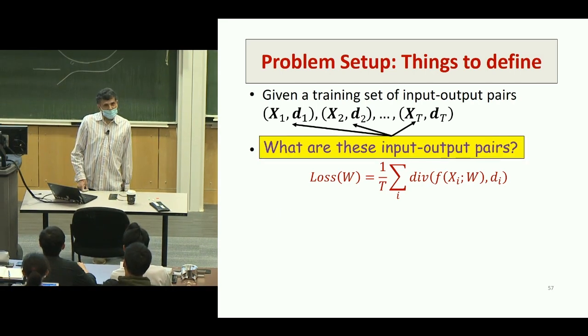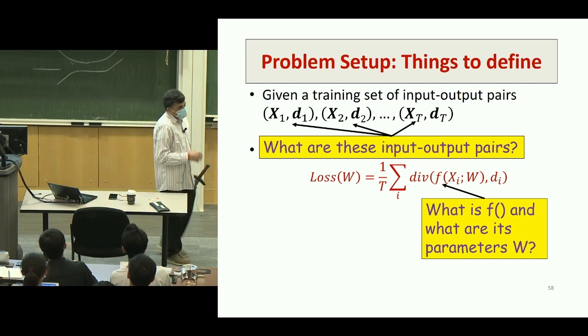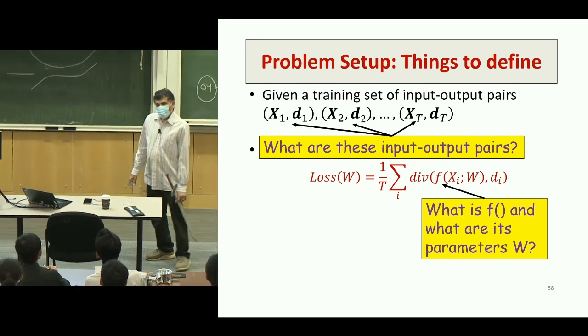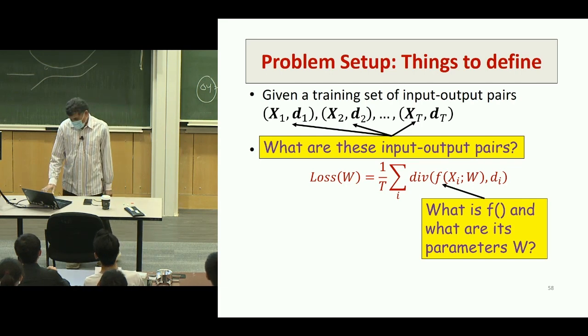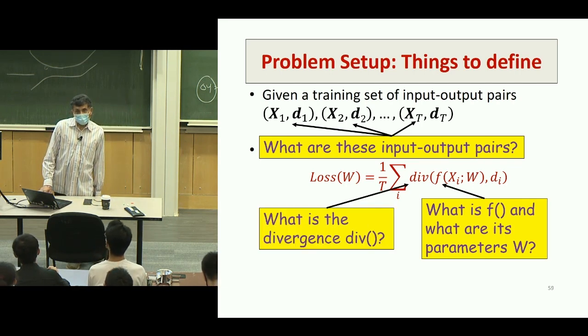What are these input-output pairs? Right? You start from scratch. You're taking a lot of things for granted. What is this function f that I'm trying to compute the output of and optimize? What is this divergence function? Every one of these things has to be defined. Otherwise, I don't have a mathematical problem to solve.